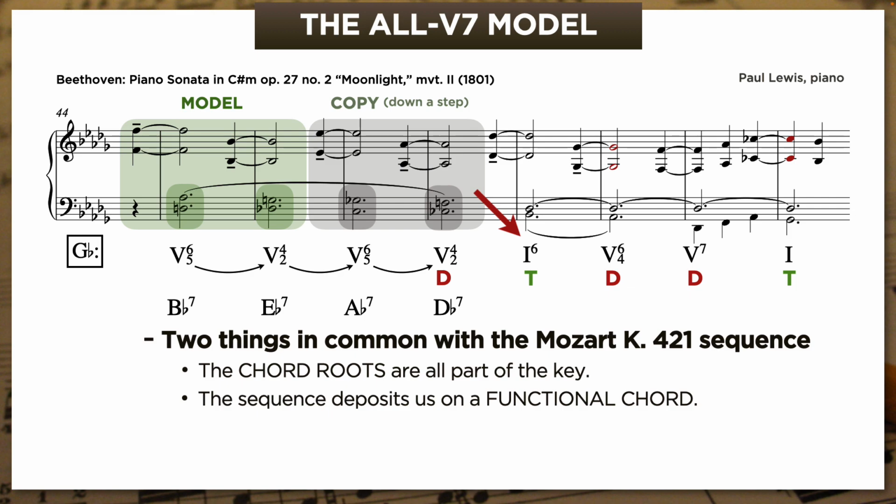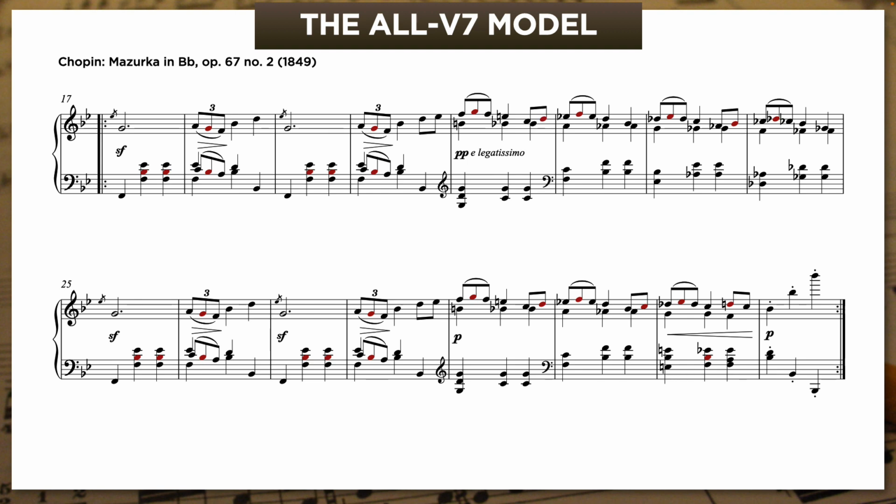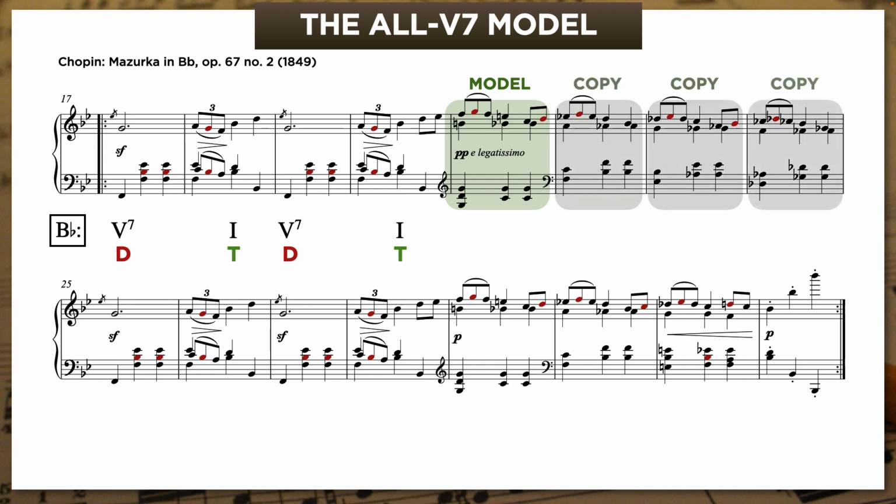Well, neither of these is the case in this parallel period from one of Chopin's last mazurkas. We're in B flat major here, and the phrase opens with just 5/7s and 1s. Then the sequence starts, and it is by far the longest of the ones we'll see today that use only dominant sevenths. By comparison, Beethoven had a model and 1 copy. Mozart had an extra half copy, but Chopin has 3 full copies.